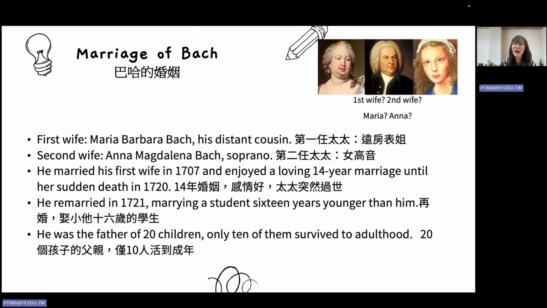But his wife died suddenly, so Bach needed to find someone to take care of his children. That's why he remarried 1 year after his first wife's death. He married his student, who was 16 years younger than Bach, 取一个比较小的学生。And he was the father of 20 children in total, but only 10 of them survived to adulthood. Okay, this is very common.